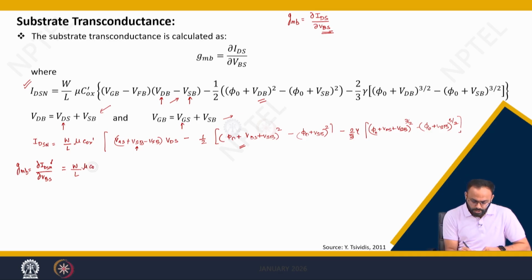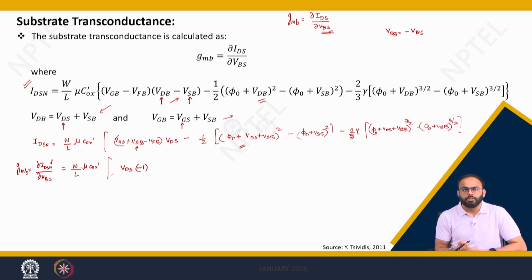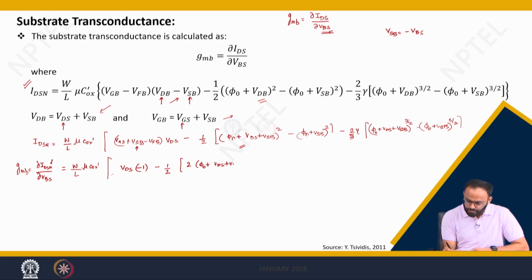So, mu into Cox dash into, if I differentiate this, you will get VDS common, and the differentiation of VSB with respect to VBS will give you what? Minus 1. Is that okay? Because VSB is equal to minus of VBS and you are differentiating with respect to VBS. So, you will get minus 1 minus half, this will give you 2 times phi naught plus VDS plus VSB. Again, the differentiation of VSB with respect to VBS will give you what?